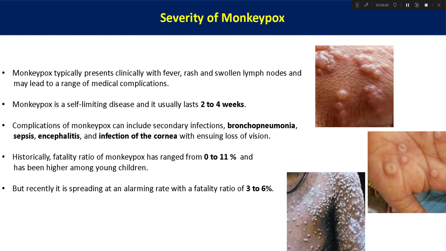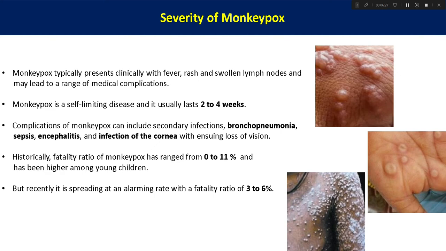So the very concerning part is that the complications of monkeypox include secondary infections also, which include bronchopneumonia, sepsis, encephalitis, and infection of the cornea, even with ensuing loss of vision. So you can understand how serious this disease may be.